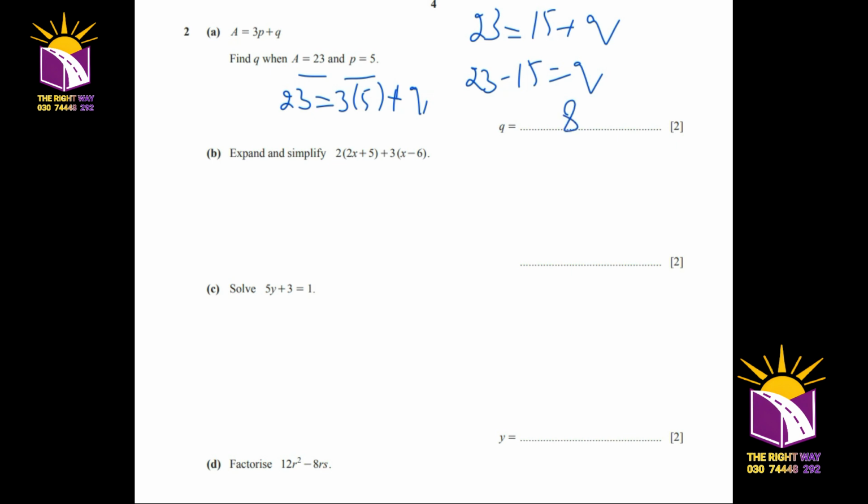Expand and simplify. Question number 2. So you are going to multiply 2 and 3 into the brackets. 2 times 4x plus 2 times 5, 10, plus 3 times x, 3x, minus 3 times 6, 18. Now the variable number is added with the variable number. 4x plus 3x is 7x, and 10 minus 18 will be minus 8. Plus minus minus, 18 minus 10 will be 8, and the sign of the bigger number is minus.